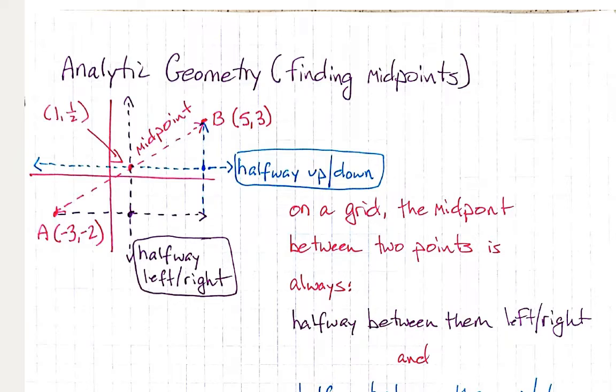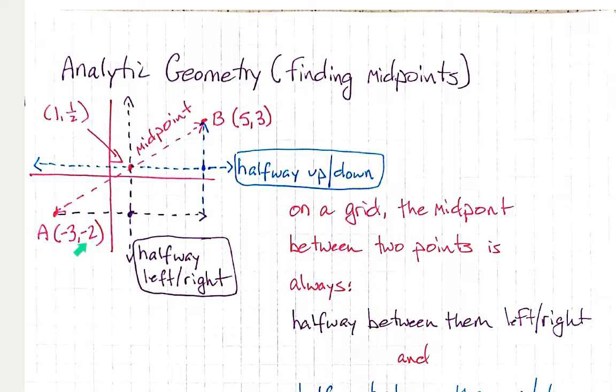Well, the trick here is that the midpoint is halfway between the two points up and down, and halfway between the two points left and right. So to look here, from -3, -2, -1, 0, 1, 2, 3, 4, 5, it is a total of 8 spaces from -3 to +5. So that midpoint is going to be 4 spaces over, somewhere on this line up and down.